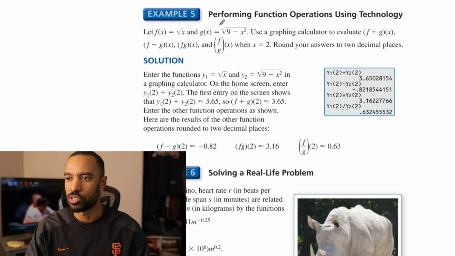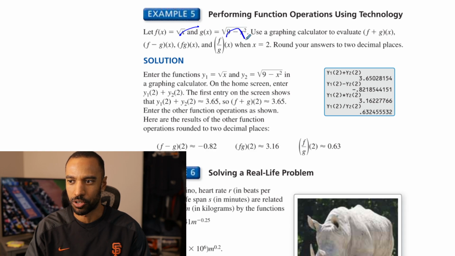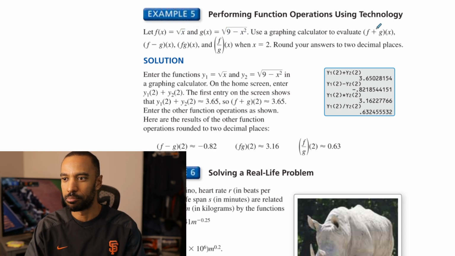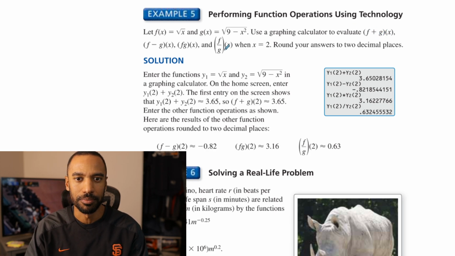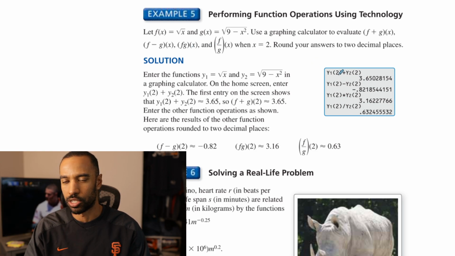Anyway, so we have two functions, square root of x and square root of 9 minus x squared. This is a radical function, a general half parabola. This one's half a circle. But when you add them together, it becomes, I don't know, whatever. We get to add them, subtract them, multiply them, and divide them. And this is where you get to go straight shorthand for these things. And you get to evaluate when x equals 2.